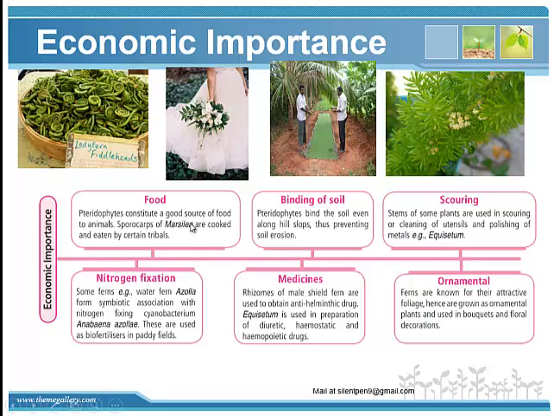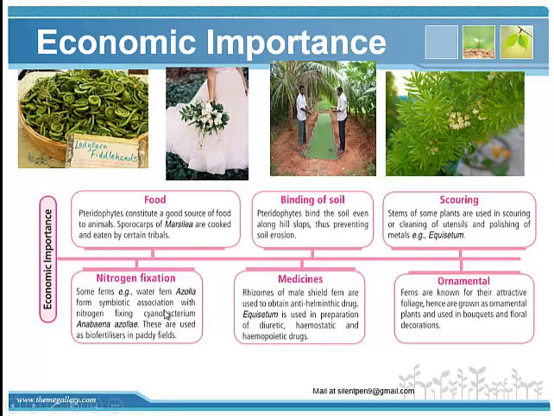First is food. Marsilea species can be eaten, and the seeds can be fried. And you can see the lady fern fiddleheads here. These can be cooked and consumed by some of the communities. Then binding of soil: due to the presence of the rhizoids, they can be easily fixed to the soil. And scouring, generally utilizing them as scrubbers for cleaning utensils.